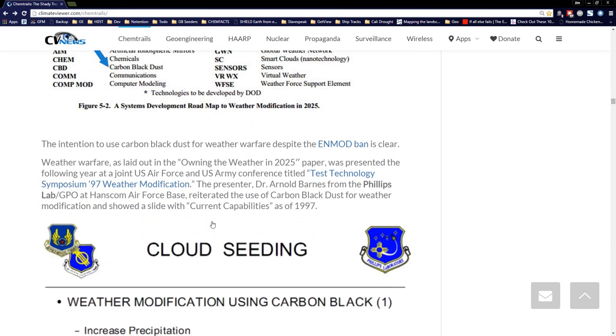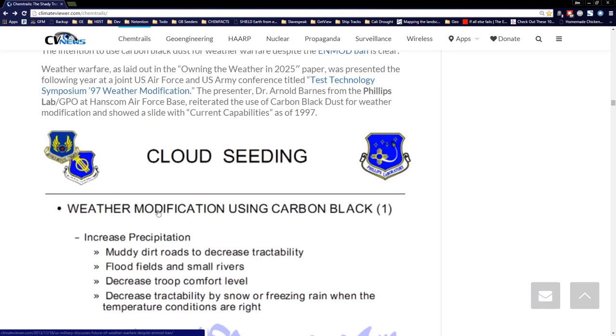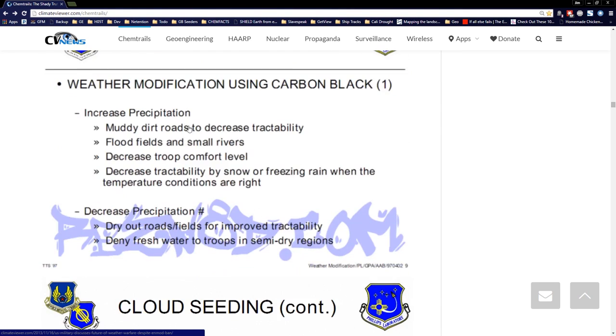One more reference for carbon black dust. The following year, this is not on any website I've read so far, the Owning the Weather papers were made reality when the U.S. Air Force and U.S. Army had a conference called Test Technology Symposium 97 Weather Modification. Dr. Arnold Barnes from the Phillips Lab, previously mentioned in the FOIA, talks about weather modification using carbon black, and he lists the reasons to do it as those that are in the Weather 2025 document.